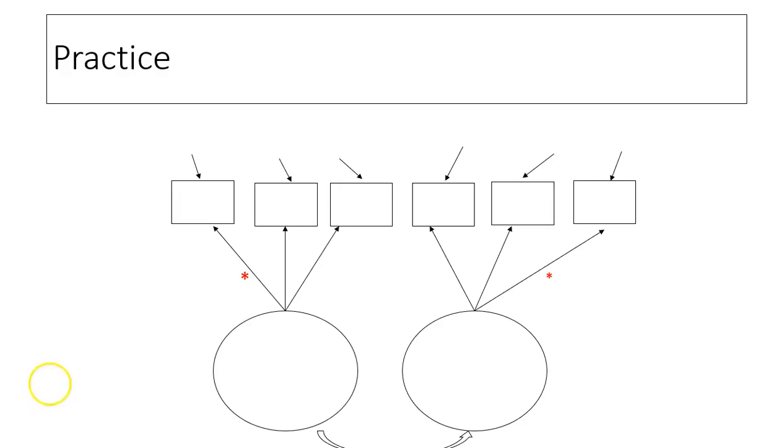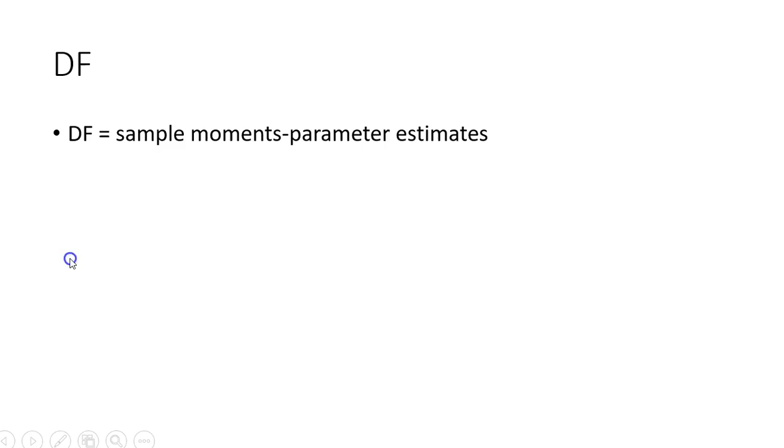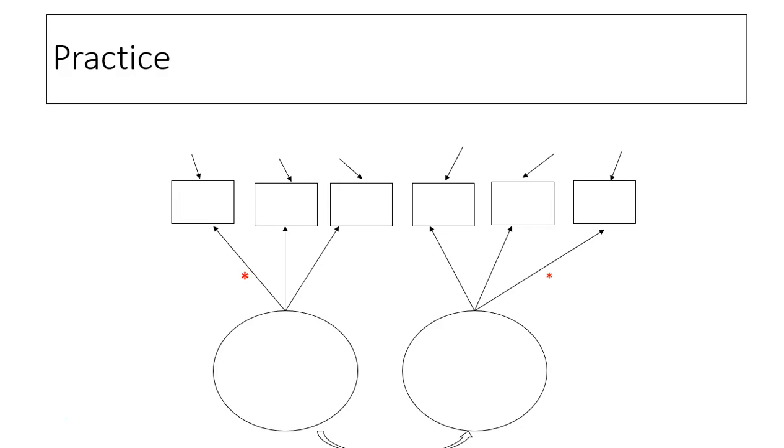Okay, so we said there's 13 parameter estimates to be made in this model. The next thing we would want to do is to calculate the sample moments. I'm going to go back one. We have 6 items here, 6 observed variables. Remember, the sample moments is equal to the number of observed variables times the number of observed variables plus 1, divided by 2. So 6 times 5 is 30, divided by 2. So we have 15 sample moments here, which I'll reiterate because it's important.